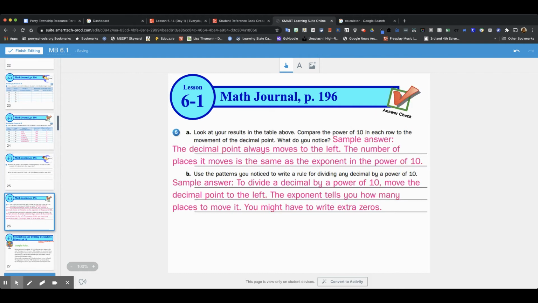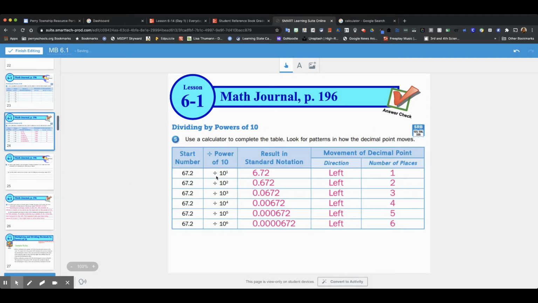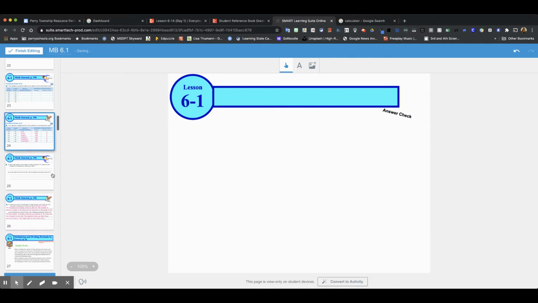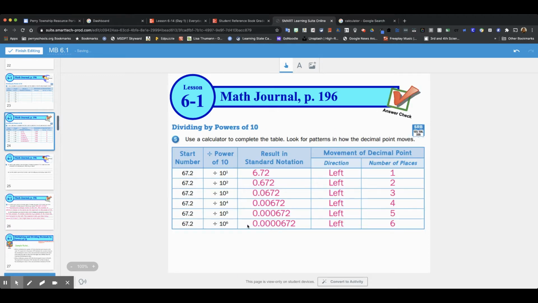So again, the decimal point always moves to the left when dividing. If we take a look up here, every time we divided, it moved to the left. And also, the exponent told us how many places it moved to the left. So a rule that we could come up with is to divide a decimal by a power of 10. You move the decimal point to the left. The exponent tells you how many places to move it. You might have to write extra zeros, as you see here. We definitely had to write extra zeros.